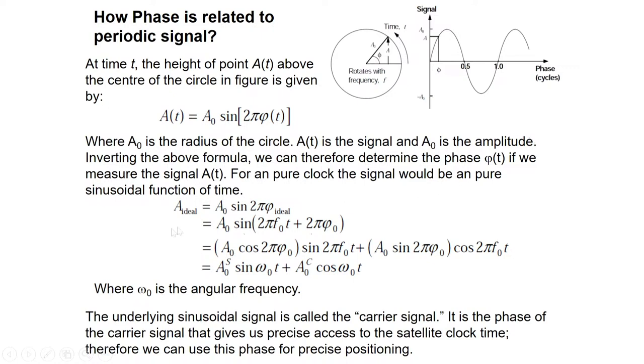When we want to see how it would look for the ideal signal, it will be like this. And you know what phi ideal is. Once you put this phi ideal here, you will get the equation like this, and then you can expand the sine, so you will get the complete expansion of this formula. After the formulation, you can see that it has a sine component and a cosine component, and this complete equation is basically the periodic signal, which is also called phase for precise positioning.